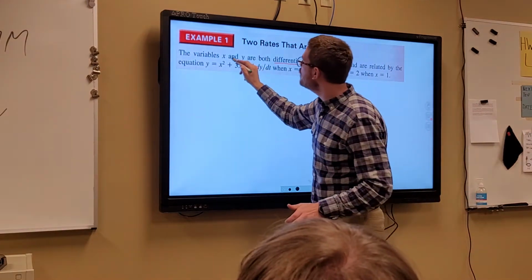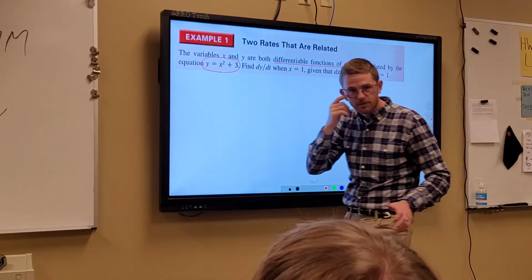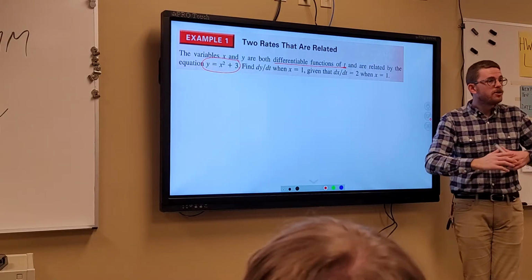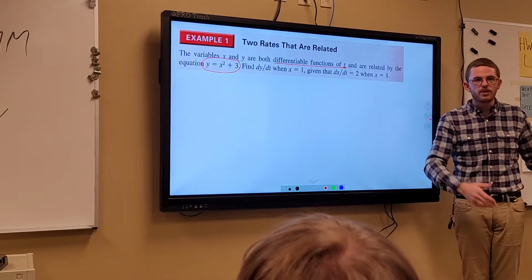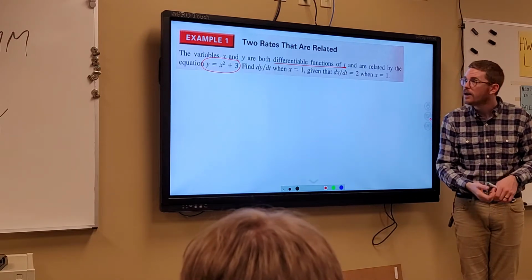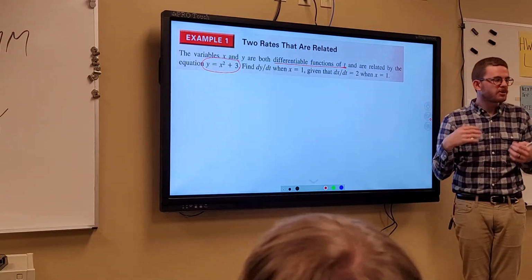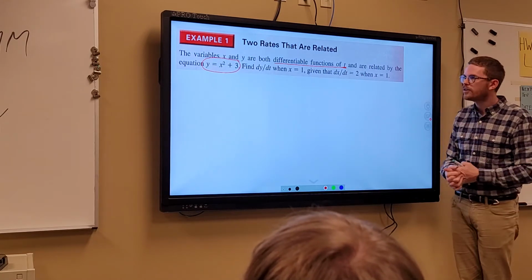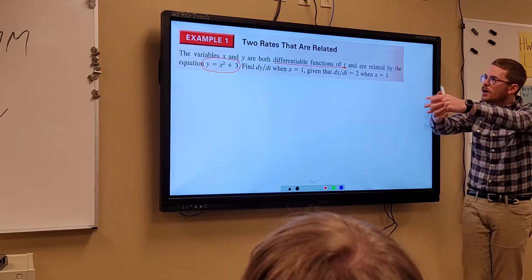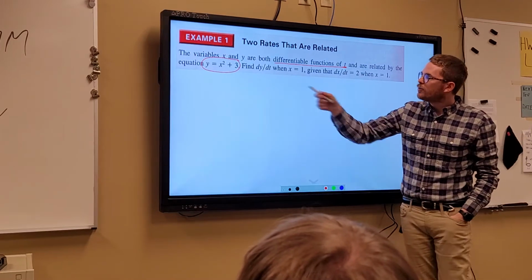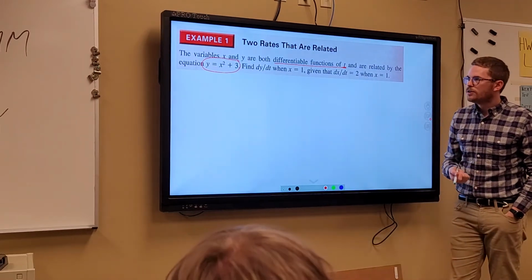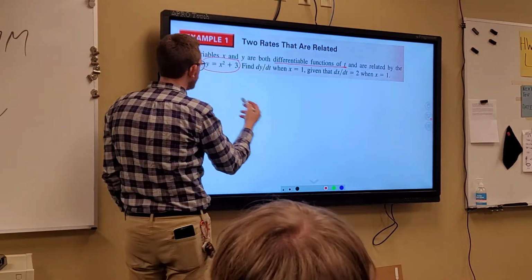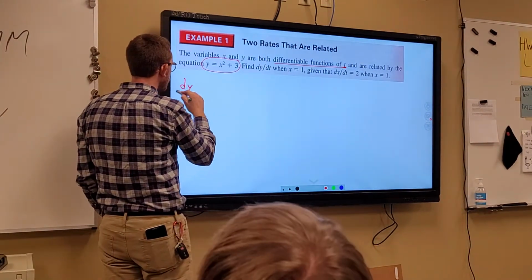And they tell us we can relate those variables with this equation. We have an equation that relates x and y. None of this is unusual, right? We can typically take the derivative of x and y. We oftentimes have x and y related in a function. There's nothing crazy about this. But then they give us some information that is a little unusual. They say, find the derivative of y with respect to t. That's our goal for this problem.